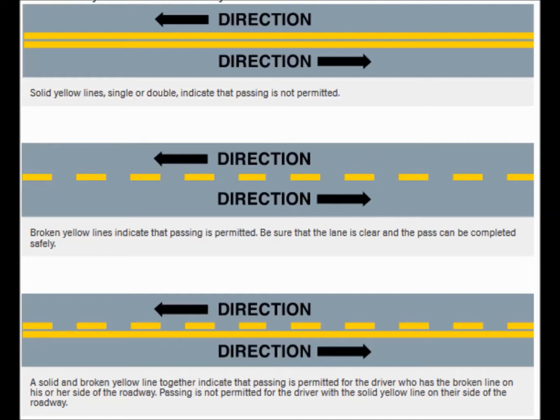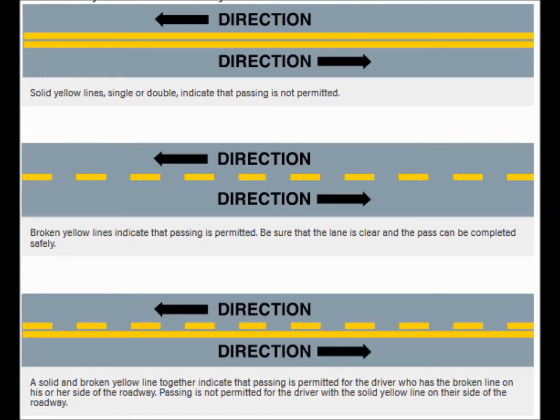Image description. A gray rectangle symbolizing a road with both a broken yellow dotted line and a solid yellow dotted line. Above the broken yellow line is the black lettering direction with an arrow pointing left, and below the solid yellow line is the black lettering direction with an arrow pointing right. End ID. A solid yellow line and a broken yellow line together indicate that a pass is permitted for the driver who has the broken line on their side of the roadway. Passing is not permitted for the driver with the solid yellow line on their side of the roadway.